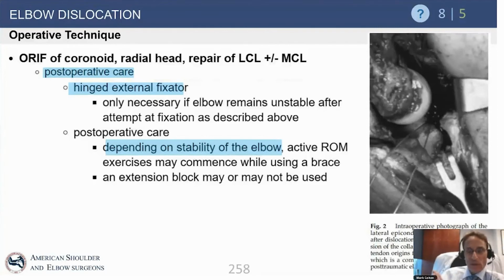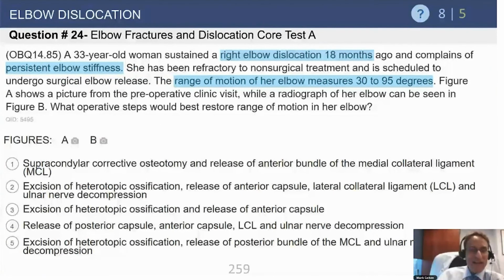So we have to understand, again, the goal is to reduce and obtain a concentric joint. And I tell every one of these patients, our goals of surgery are to get the elbow back in the socket and to get the elbow stable. And there is a chance that you will have stiffness and you will require a second surgical procedure for stiffness. So they have to at least hear that. And then if it happens, it's not necessarily a surprise.